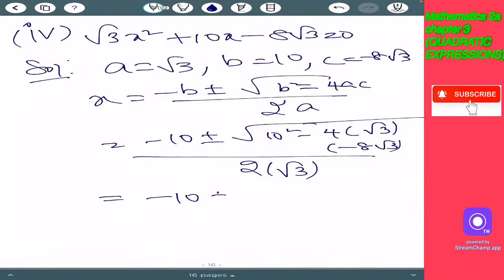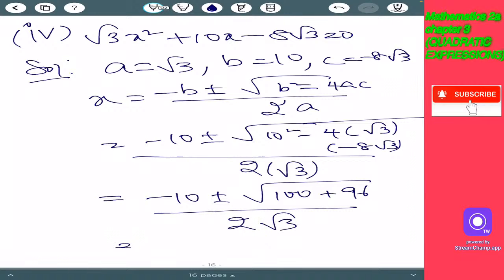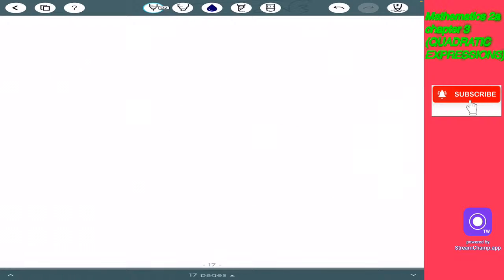So minus 10 plus or minus under root 100 minus under root 3, it becomes 3. 4 3s are 12. 12 8s, how much? It's 96. Minus of minus is plus. So under root 196 you'll get at the end. So minus 10 plus or minus, what is the square root of 196 here? That is nothing but 14. So you'll get minus 10 plus or minus 14 divided by 2 root 3.